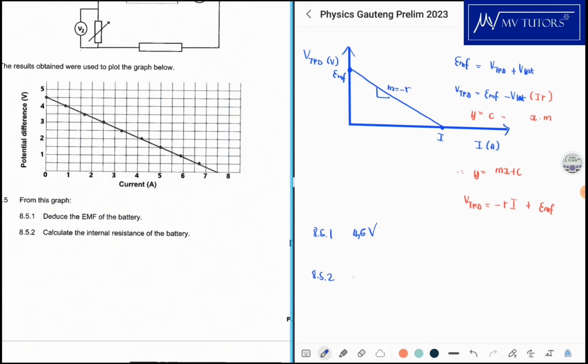The internal resistance of the battery is the gradient. Or let me rather write it like this: the internal resistance is the gradient.